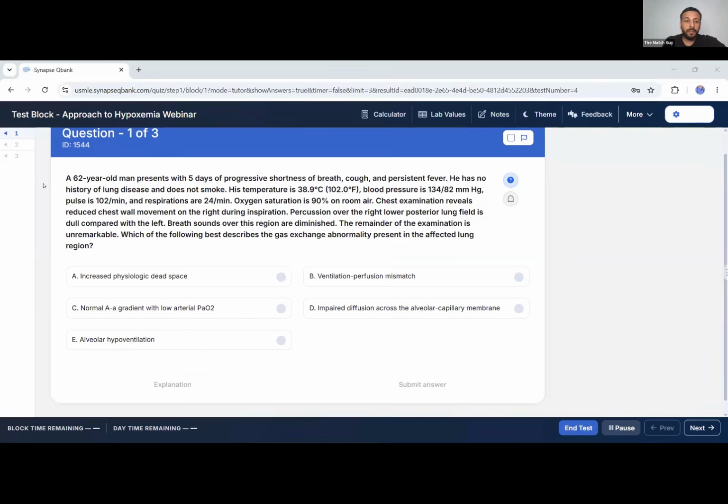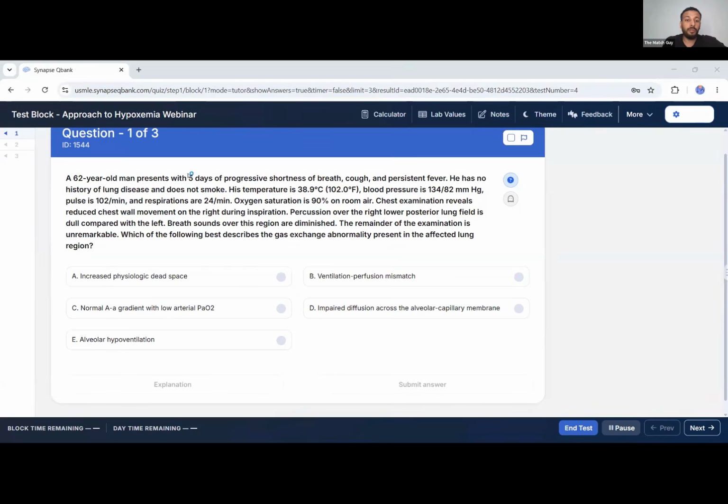Especially in Step 1, I like to read the last sentence first and then see the question. Which of the following best describes the gas exchange abnormality present in the affected lung region? Increased physiological dead space, ventilation perfusion mismatch, normal AA gradient with low arterial PaO2, impaired diffusion, alveolar hypoventilation. Now let's see the question.